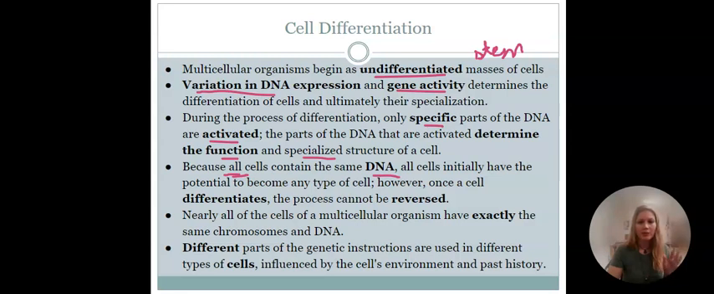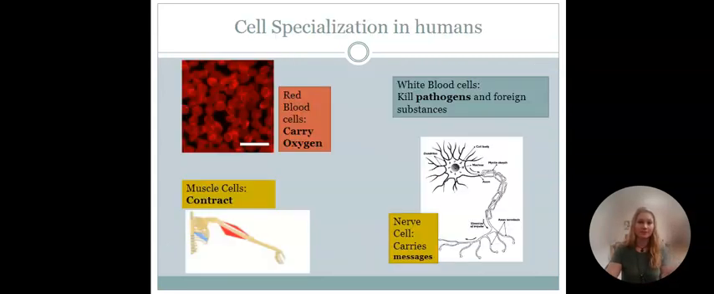Nearly all the cells in multicellular organisms have exactly the same chromosomes and DNA. Again, forensics. If my skin cell didn't have the same DNA as my hair cell, people would be able to get away with crimes. And then different parts of the genetic instructions are used in different types of cells. Again, that's influenced by the cell's environment and what the multicellular organism needs. So different genes are turned on, which differentiates a skin cell from a liver cell. So that's cell differentiation. That's how multicellular organisms are able to survive and function.